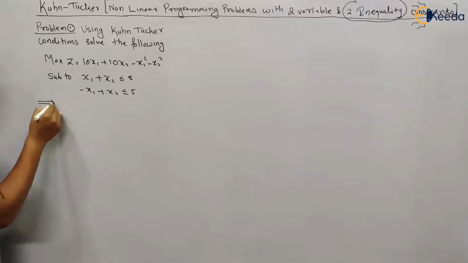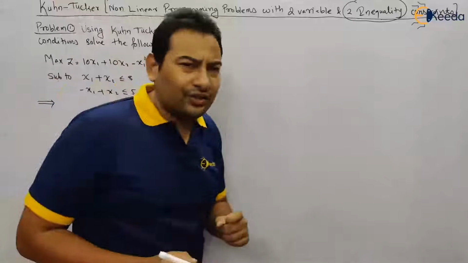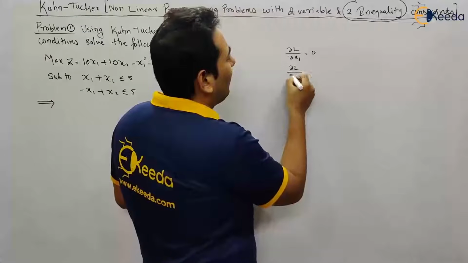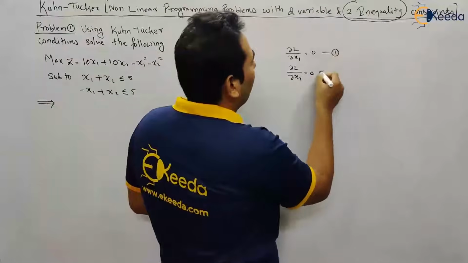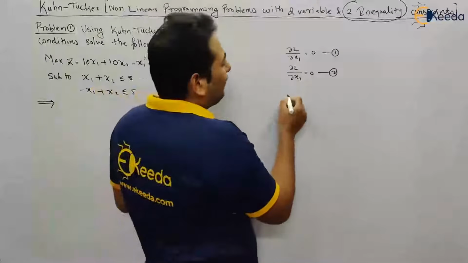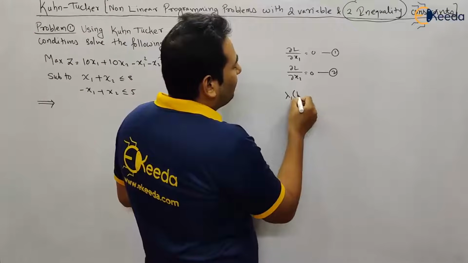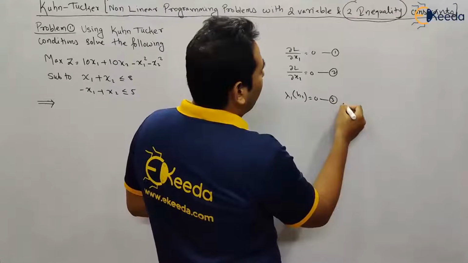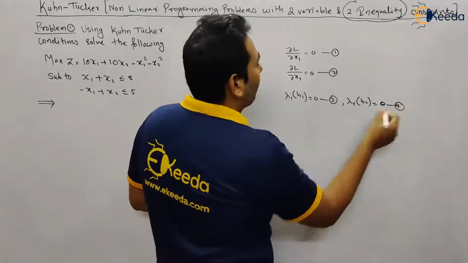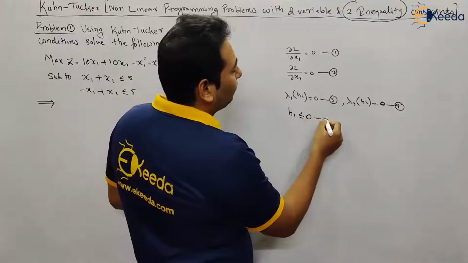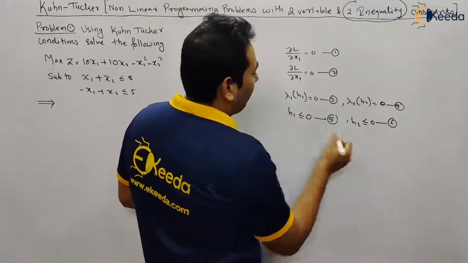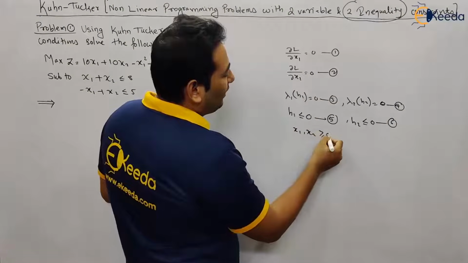First of all, let us write down the conditions. The first condition is dou L upon dou x1 equal to 0, and dou L upon dou x2 equal to 0. Condition number 3, we have already covered in the last videos. The third condition is lambda 1 times the first constraint equal to 0. Next, lambda 2 times the second constraint equal to 0. The first constraint is less than or equal to 0, the second constraint is less than or equal to 0, and finally, x1, x2 greater than or equal to 0.